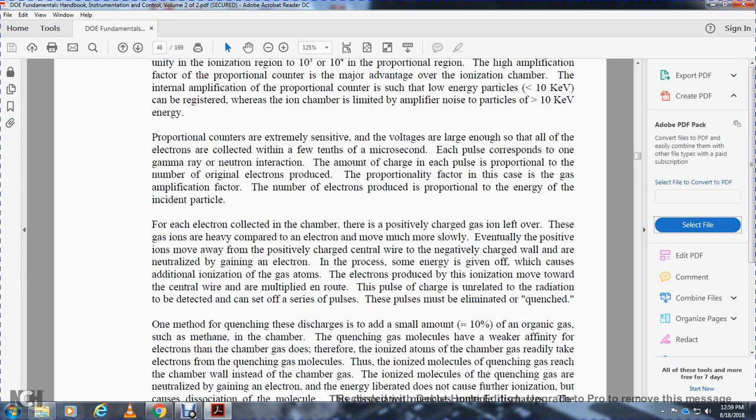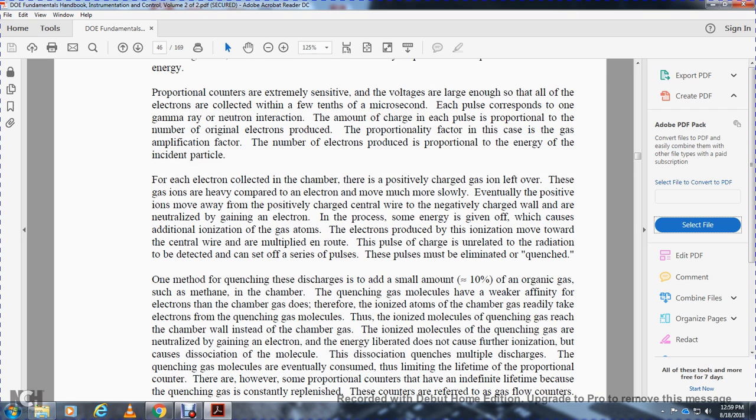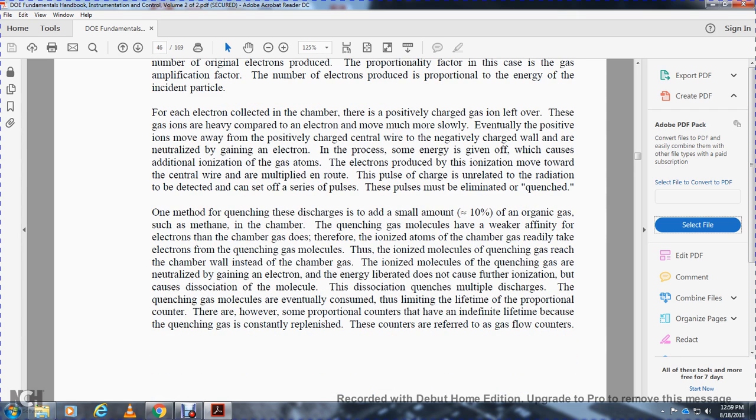In this case, the gas amplification factor, the number of electrons produced, is proportional to the energy of the incident particle. For each electron collected in the chamber, a positive gas ion is left over. The gas ions move much more slowly than the electrons. Eventually, the positive ions move away from the positively charged central wire toward the negatively charged wall, where they are neutralized by gaining an electron, a process in which some energy is given off.